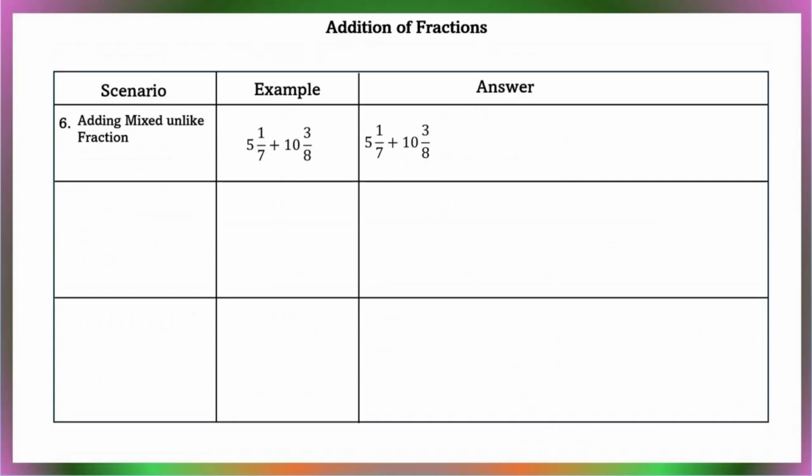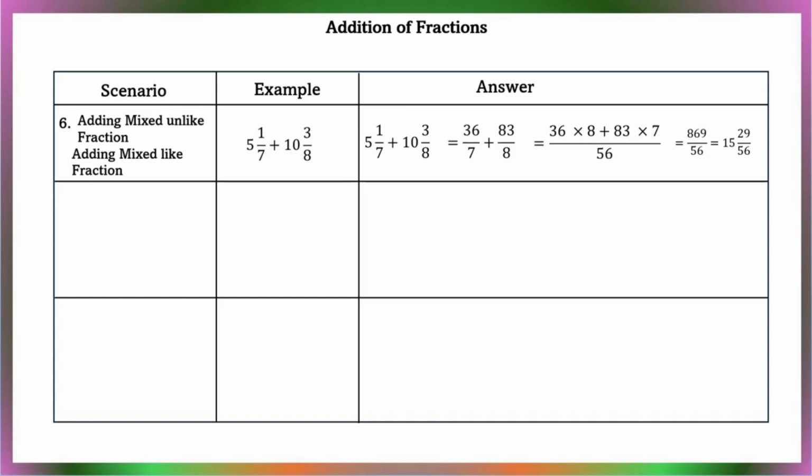In this case, first convert the mixed fractions into improper fractions. Then, find the LCM of 7 and 8. We get 56. The denominator becomes 56, making the fractions have a common denominator. After that, add the fractions and simplify the answer if needed. We can also add mixed like fractions by this method.